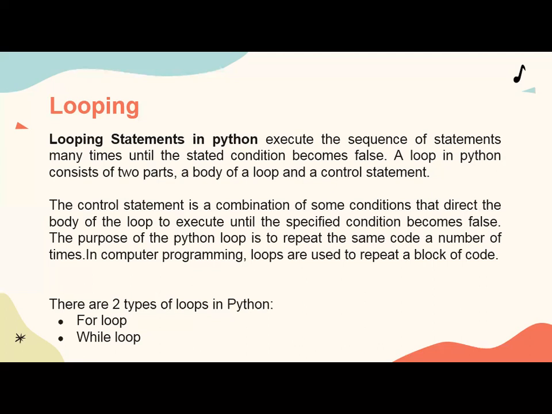In computer programming, loops are used to repeat a block of code. For example, if we want to print a message 100 times, a good programmer cannot use 100 print statements. At that time, they can use a loop. It's just a simple example. You can achieve much more with loops. There are two types of loops in Python, for loop and while loop.